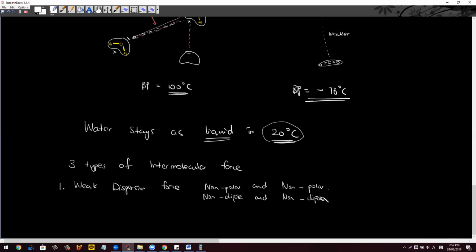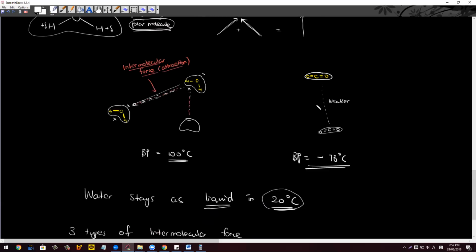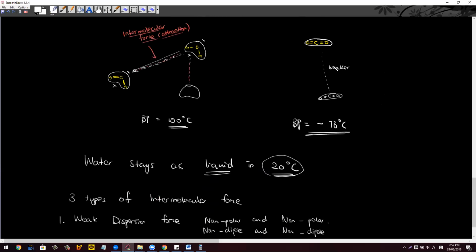But I'm going to explain later that weak dispersion force is not only present here, but it's also present in here. So what is the name of this force here? I said this is the weaker force because there's no positive sign or negative sign. So this force is known as the weak dispersion force. And this is between a non-dipole and a non-dipole. These are not dipoles.